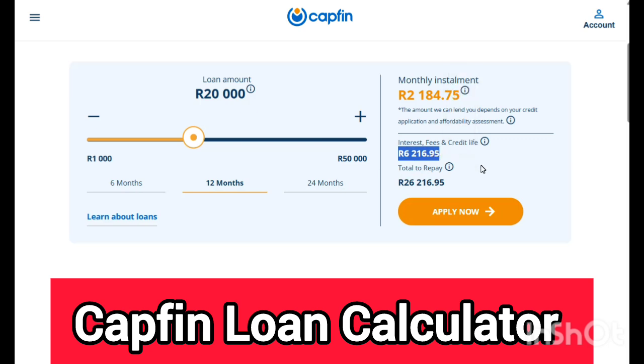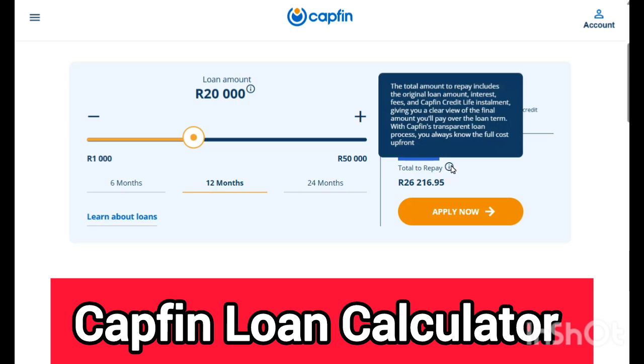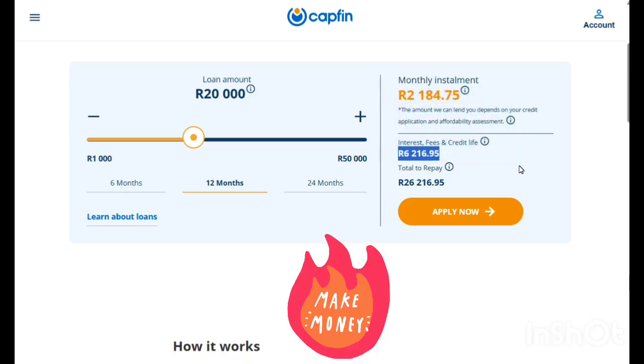Okay, all right. So after everything, your total repayment, which basically is the total amount to repay, includes the original loan amount, interest, fees, and Capfin Credit Life installment, giving you a clear view of the final amount that you pay over the loan term. With Capfin's transparent loan process, you will always know the full cost up front. Okay, so after going through, if you want to apply for the loan, you will know how much at the end of the term you are paying.